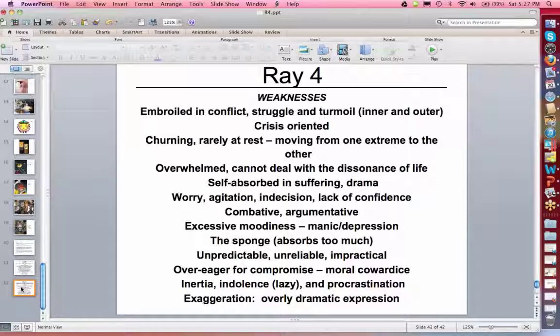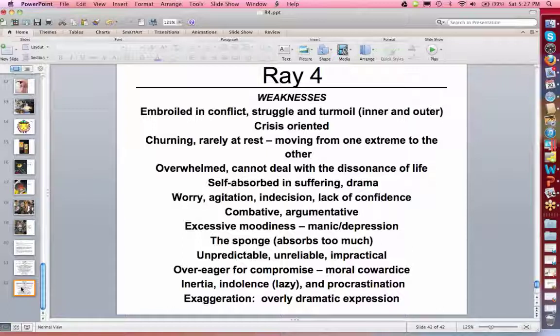Over eager for compromise. Why? To maintain peace. And moral cowardice. So even though they're ready to fight, they can be the opposite. The opposite is contained within this ray. And when someone shows cowardice, we call them yellow. And that's the color of this ray. So cowardice can easily be seen in this ray.